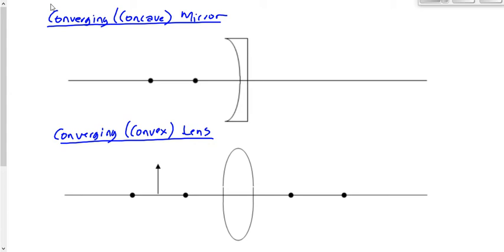concave means thinner in the middle than it is at the edges. Whether it's drawn like this, that's flat, or whether it's drawn like this, doesn't really matter. If it's thinner in the middle than it is at the edges, it's concave. If it's concave, then it's got to be converging. Now for lenses, if it's thicker in the middle, then it's convex, and if it's convex, then it's got to be converging.